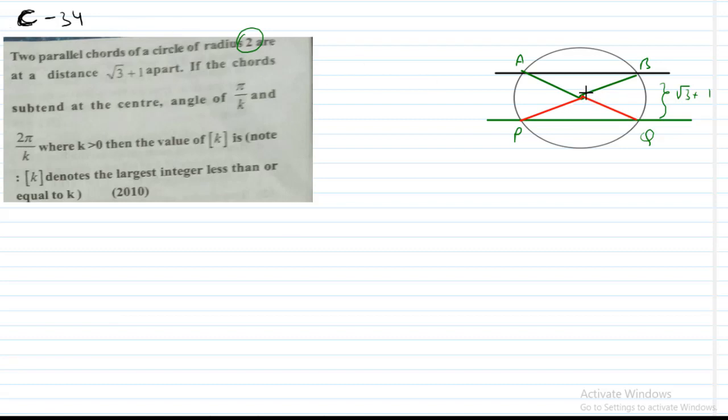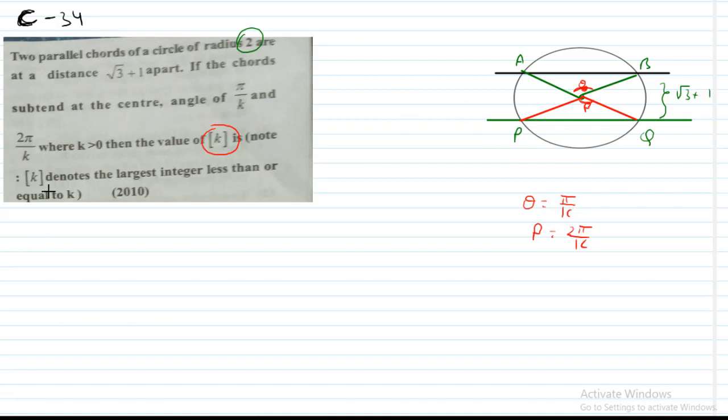So according to the problem, this angle, say this total is taken as theta. So theta is equal to pi by k. This is taken as beta. So beta is given as 2 pi by k. We want to find the k value. After that you can find the integral part of k. So, interesting problem.